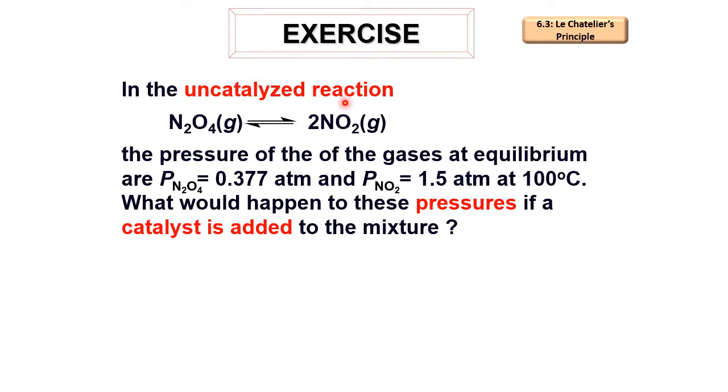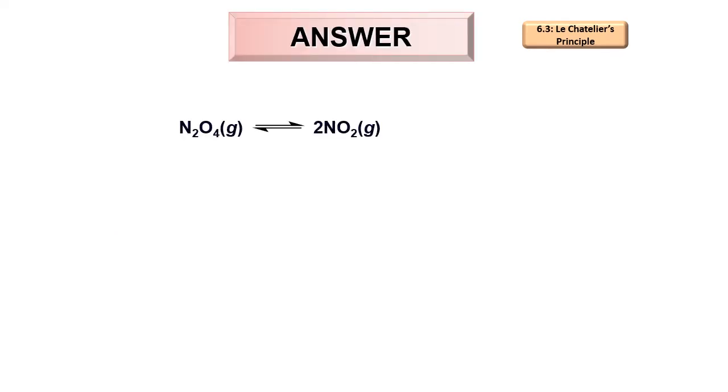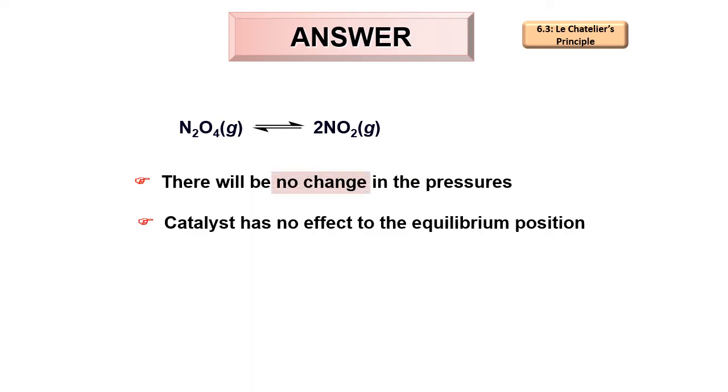Exercise. In the uncatalyzed reaction, based on the equation given, the pressure of the gases at equilibrium is 0.377 atm for dinitrogen tetraoxide and 1.5 atm for nitrogen dioxide at 100 degrees Celsius. What would happen to the pressure if a catalyst is added to the mixture? As we know, a catalyst won't affect the Kc or Kp value, and won't affect the shifting of the equilibrium position. The answer is there will be no change in the pressure, and the catalyst has no effect on the equilibrium position.